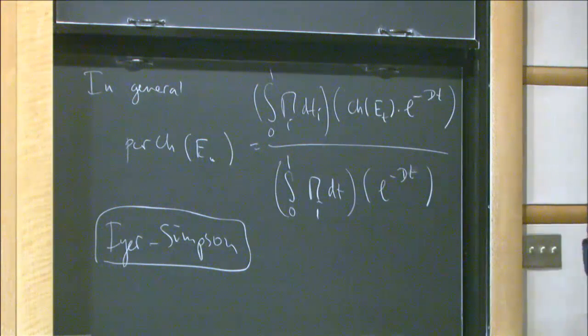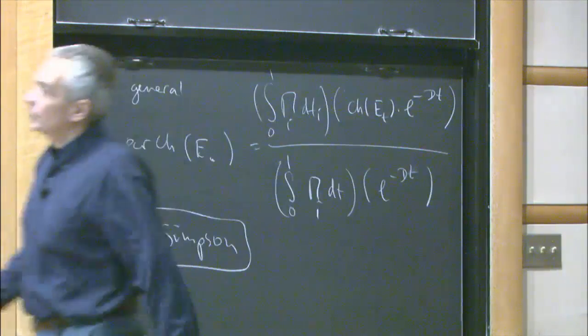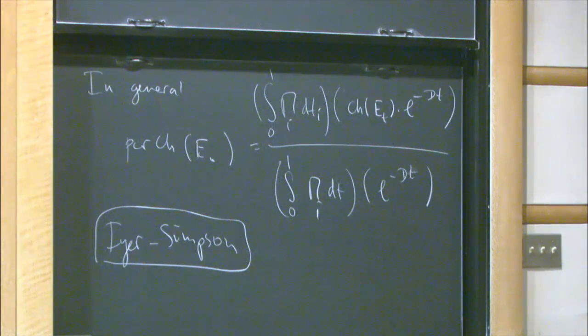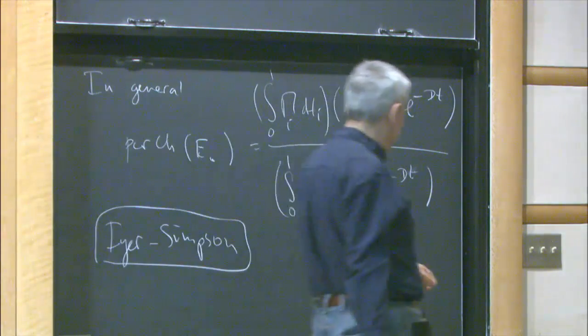Anyway, so this is the formula. These are the parabolic Chern classes. You can rewrite them in terms of the weights, but the formulas that you get in terms of the weights are very messy.